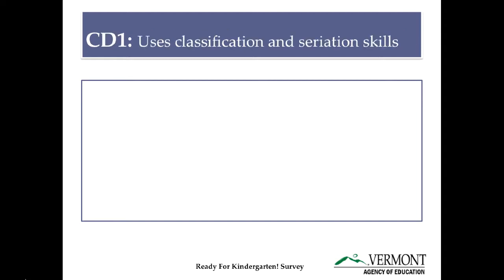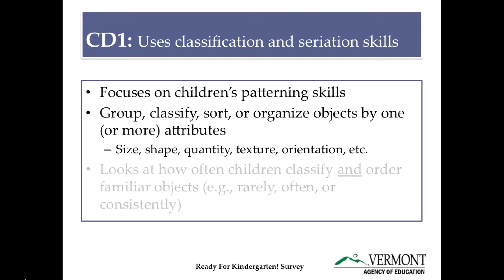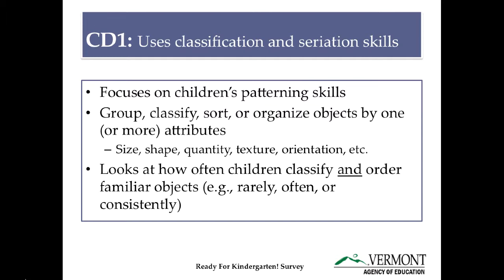Cognitive Development Item 1. A child uses classification and seriation skills. This item focuses on a child's patterning skills. That is, a child's ability to group, classify, sort, or organize objects by one or more attributes, such as object's shape, size, quantity, texture, or orientation. When scoring this item for children, look at how often they can both classify and order familiar objects. For example, can they do this rarely, often, or consistently?